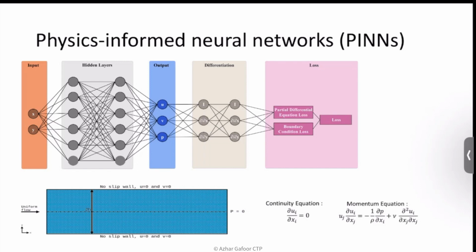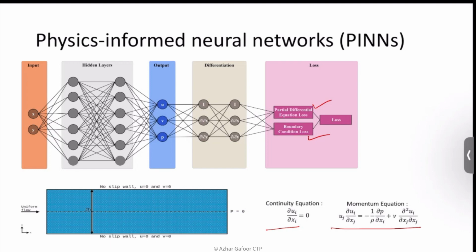So let's say these equations were not used in the normal neural network. But in the case of physics-informed neural networks, these equations are used to calculate the partial differential equation losses and the boundary condition loss. Every problem will be defined by the boundary condition. And if it is a time dependent problem, we will have an initial condition as well.